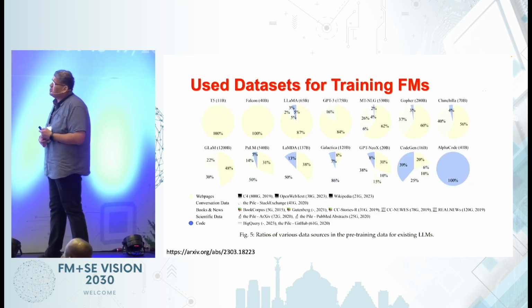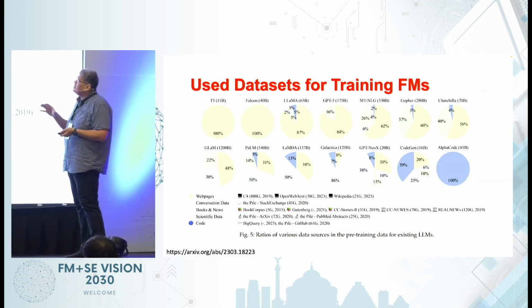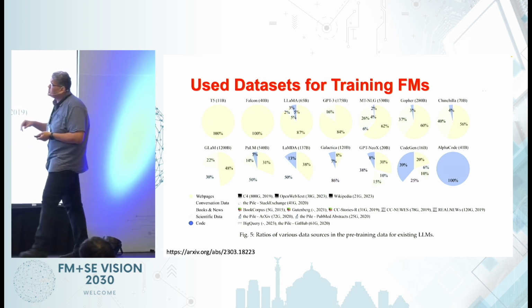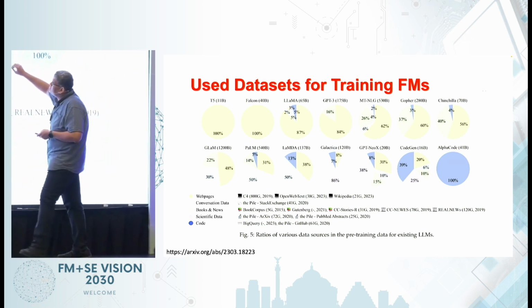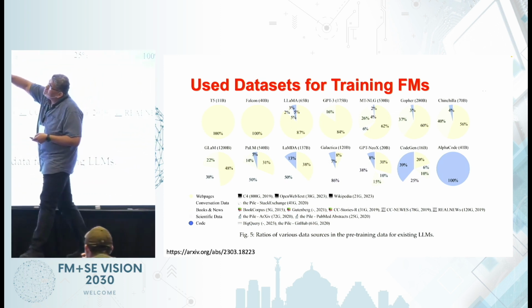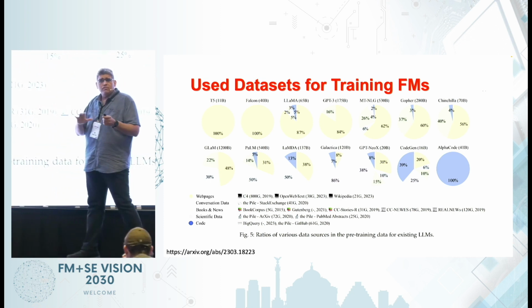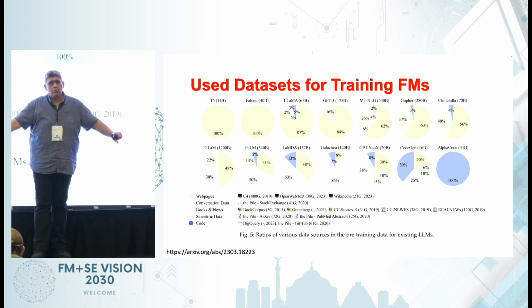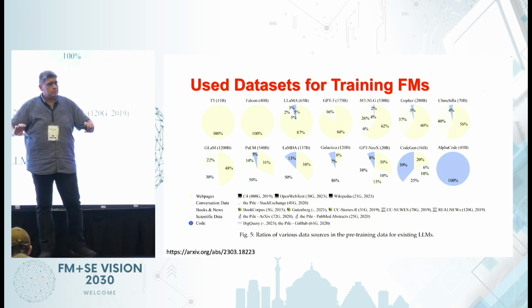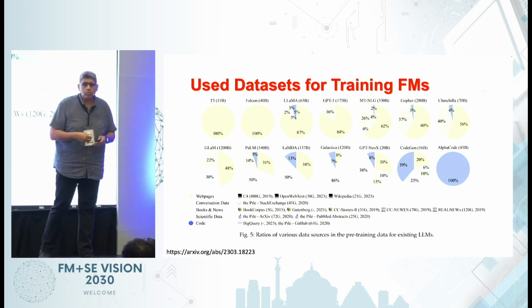And now you can see the different models and the mixture of the data they use. For example, especially when it comes to code, some models have all code, some of them have a little bit of code, some of them don't have any code in them. That gives them very different capabilities, and this is why we believe that at the bottom of the stack there will be different models with different capabilities, coming from the architecture of the model, but also coming from the data of the model itself.